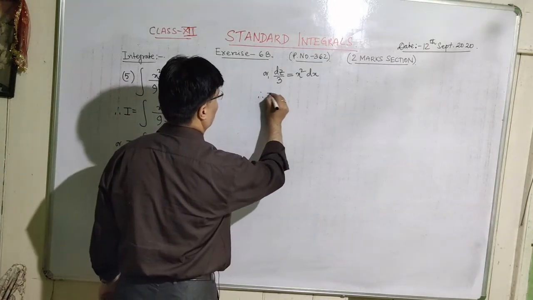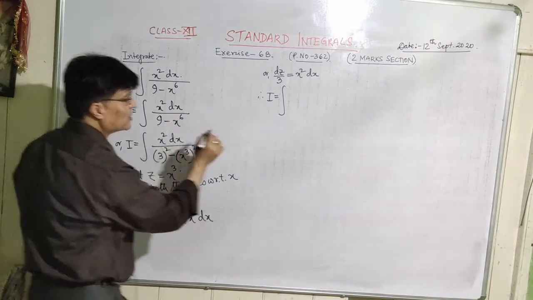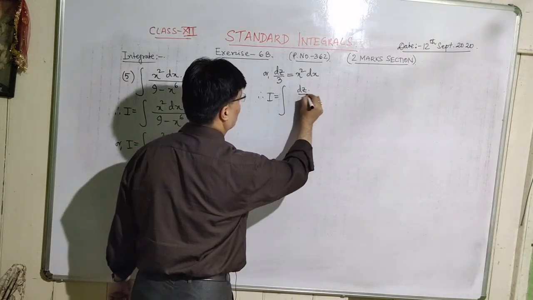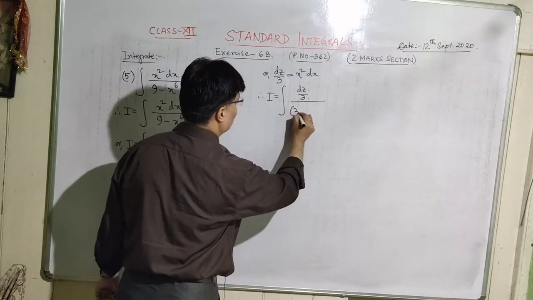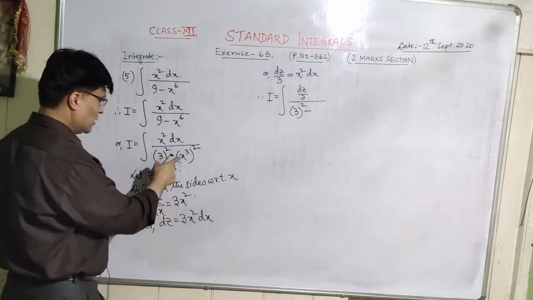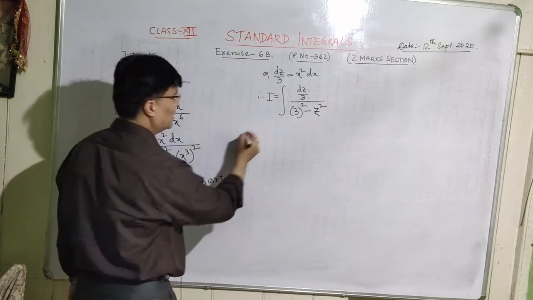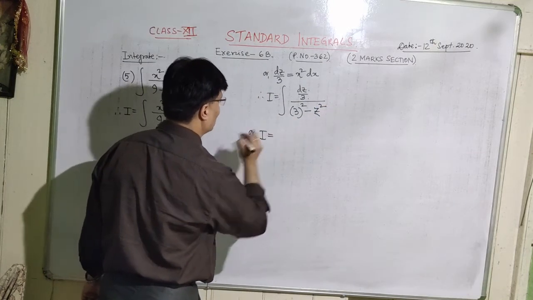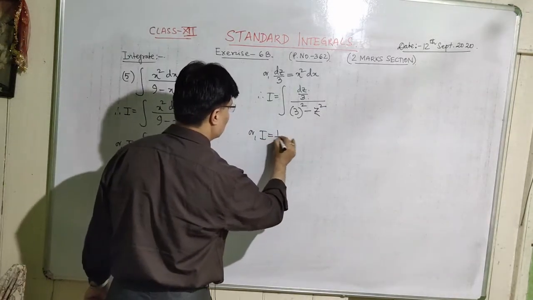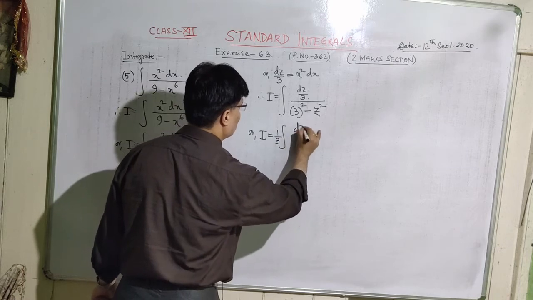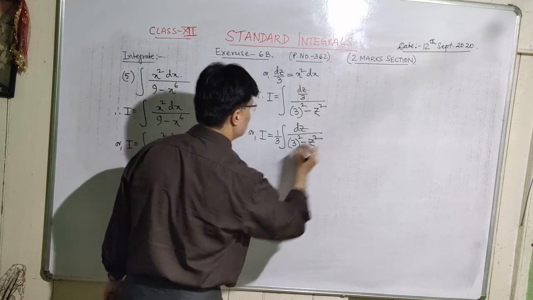So therefore I is equal to integration of what is x square dx? It is dz upon 3, divided by 3 whole square minus, what is x cube? It is z square. Okay, so I is equal to, now which is constant here? 1 upon 3. Let us take it outside integral sign. 1 upon 3 integration of dz divided by 3 whole square minus z square.